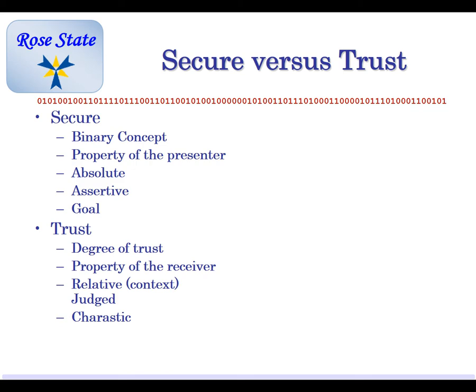So, trust is the property of the receiver, okay? I work with Roy. I know what level of trust he presents to me, because he's a trustworthy person, so it's a property of the receiver. It's relative, it's judged. I might trust Roy totally differently than somebody else, okay? Obviously, I trust Juan differently than Dr. Shinoy does, okay? And it's a characteristic. You're a trustworthy person. You're not going to say, man, Juan, you're a secure person. No, there's no such thing.